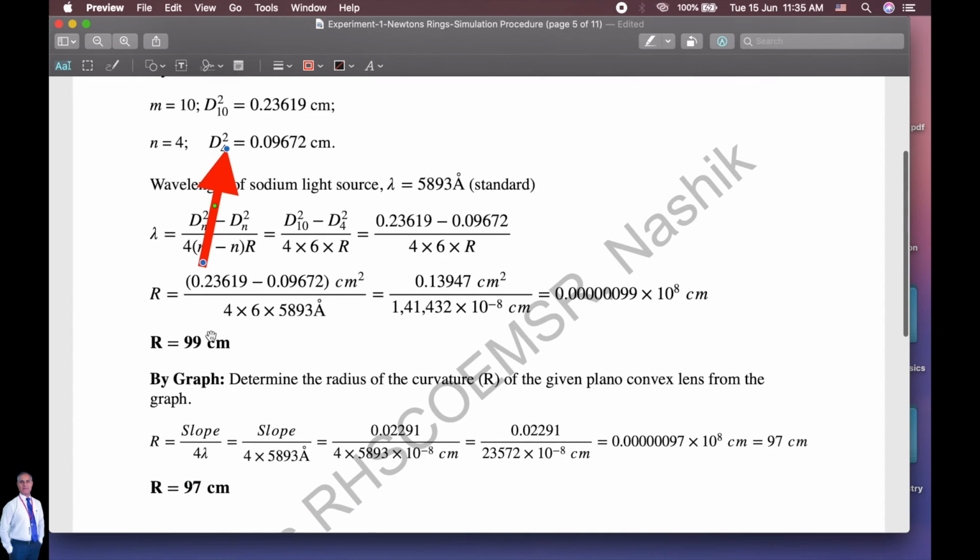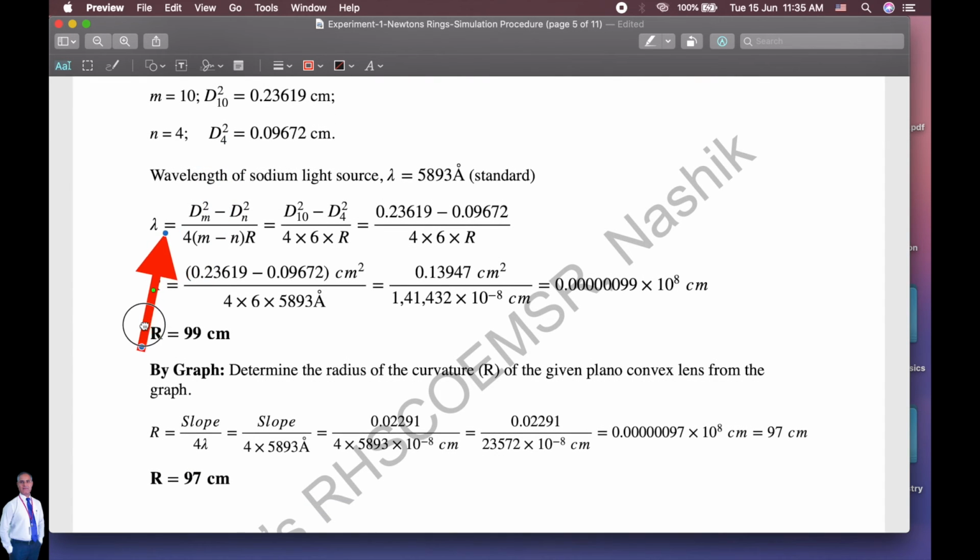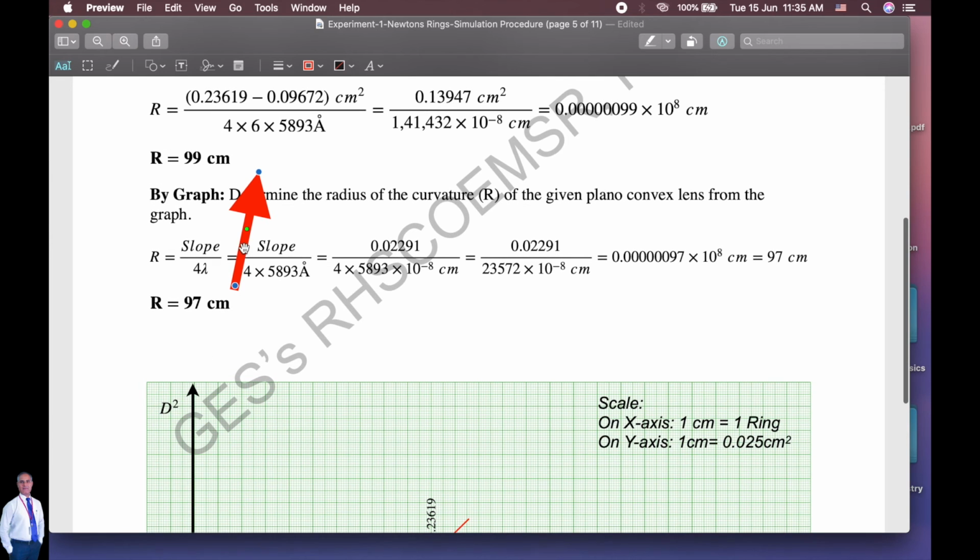So I have the formula lambda is equal to Dm square minus Dn square divided by 4 into (m minus n) into R. By putting the values, and after simplification of these calculations, finally I have R equal to 99 centimeter. Capital R is equal to 99 centimeter. So this is one sample calculation, and from the graph we have R, that is the radius of curvature of the plano convex lens. Capital R is equal to slope upon 4 lambda, so slope divided by 4 into lambda.